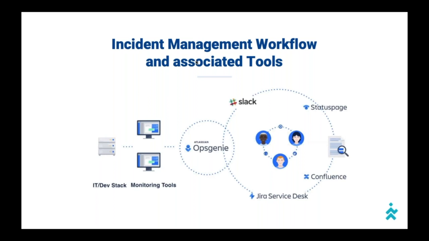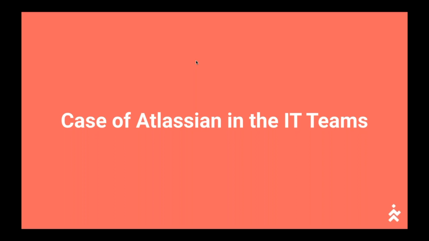So as you can see here, we have Opsgenie, we have Slack, we have Statuspage, we have Confluence, and we have Jira Service Desk. So it's 5 different tools with different ideas, with different approaches, that we are connecting and integrating from the Atlassian suite. Okay, so this is the main idea about these tools. Let's integrate all this information here for your company.